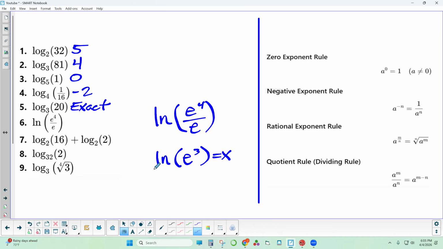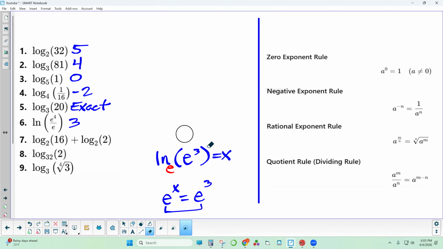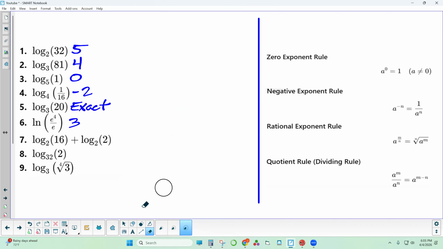Now, let's recall that our natural log has a base of e. We don't write it, but it has a base of e. So when we rewrite this in exponential form, it would just be e to the x equals e to the third. Now, we have a common base on each side, so we can set the exponents equal, which means x is 3. Okay? All right. Moving on.